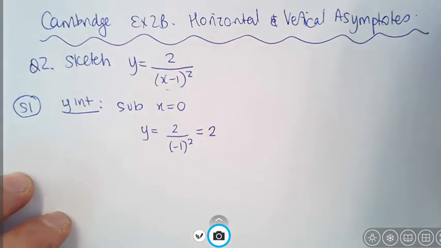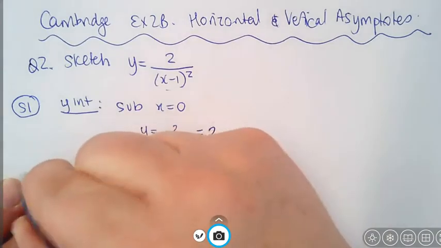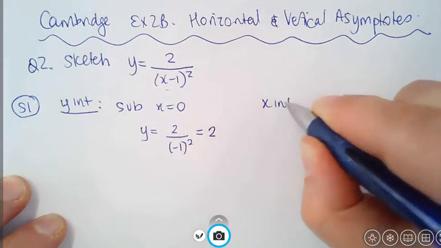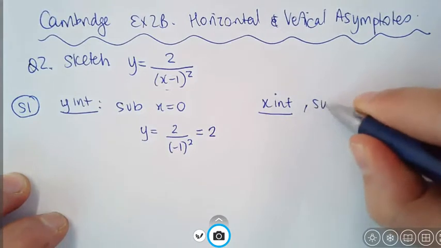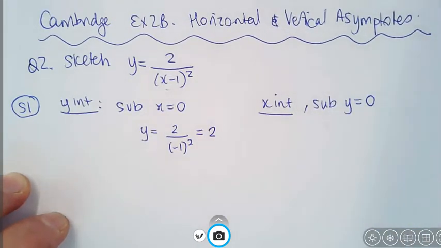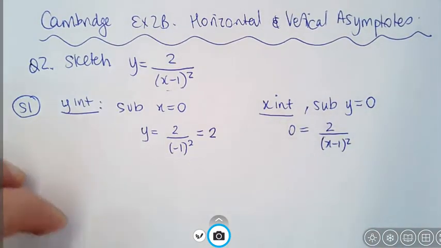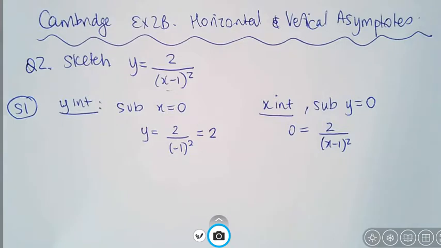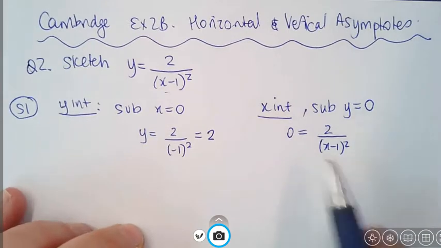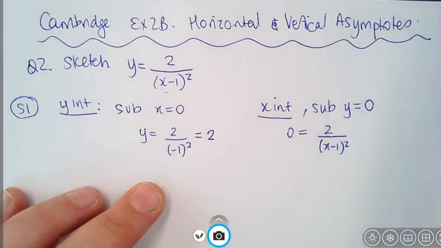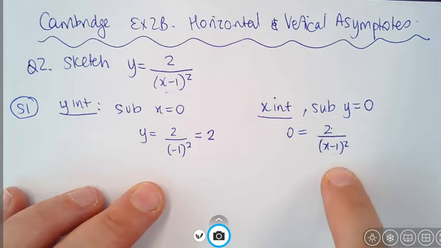Let's just have a look if we can do x-intercept. X-intercept, sub y is 0. So 0 is 2 over x minus 1 squared. Because we're going to follow these same steps, the first step is find any x or y intercepts. What am I going to get here? Is this solvable? 2 over something is 0. Is the denominator allowed to be 0? That's actually got no solution.